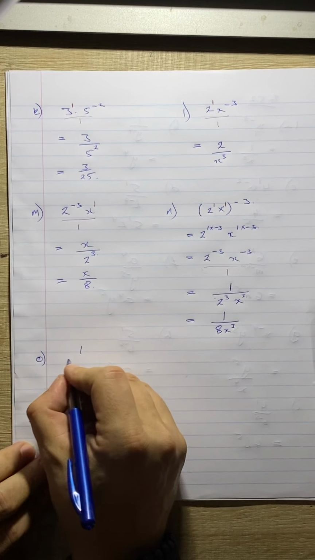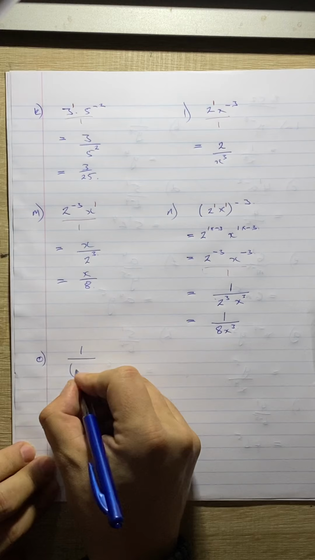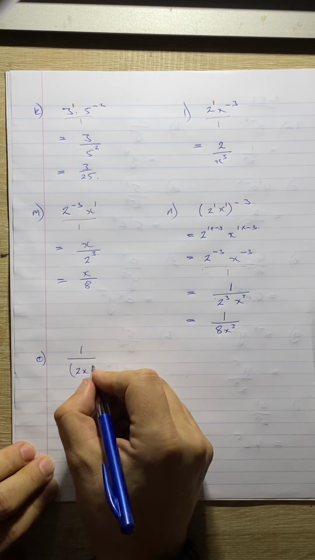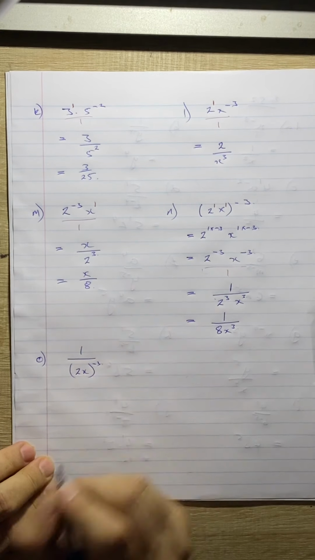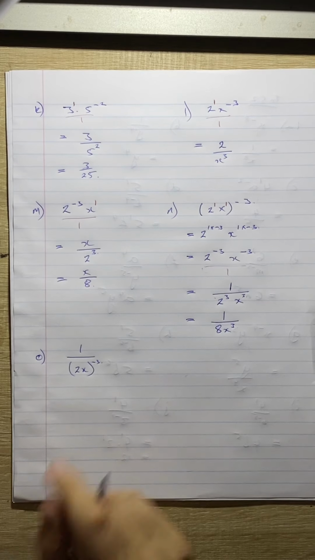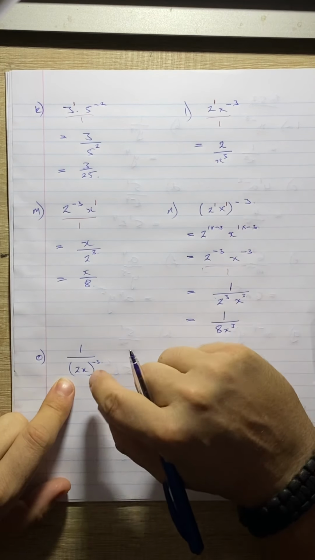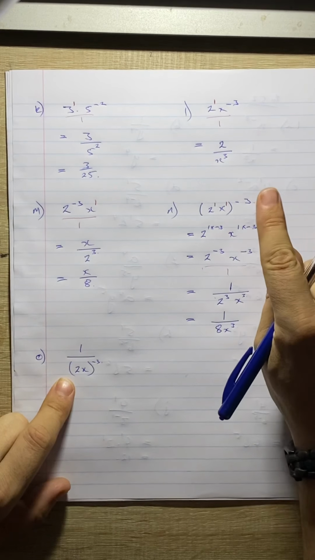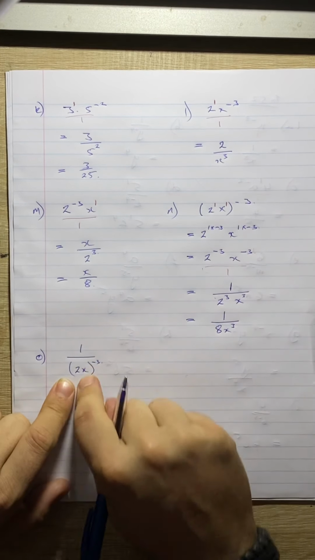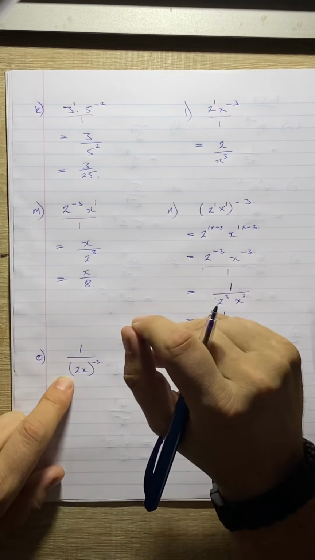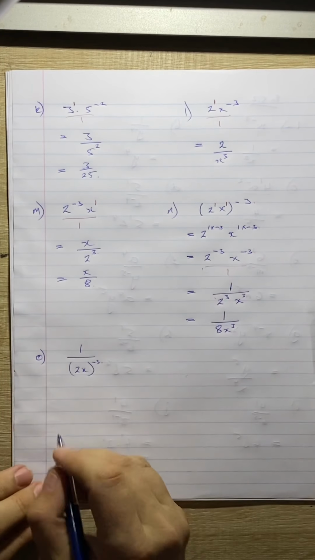Okay, question O. We've got 1 over 2x to the minus 3. All right, so I'm going to do this one a little bit differently to how I did this one. And the way I do this, you could have done to this one. Also, I could have gone this way with this one as well. I just want to show you 2 different ways. You'll get the same answer at the end of the day.